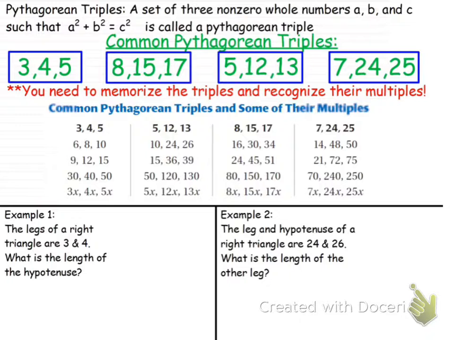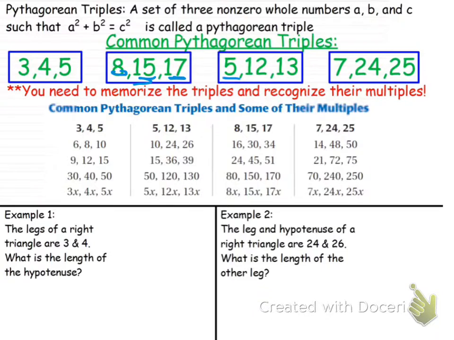And so what these Pythagorean triples are are certain numbers that we know for sure are going to create right triangles. And so I know if two of the legs are 3 and 4, I know that the hypotenuse is going to be 5. Or if I know that the legs are 8 and 15, I know that the hypotenuse is 17.